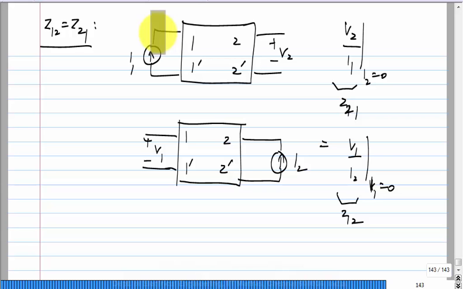And similarly, if you have multiple sources, it may be useful. If you have multiple sources and you want to find the response at a single port, you can apply a single source and find the response in multiple branches, and the results will be the same if it is a reciprocal network, that is a purely resistive network.